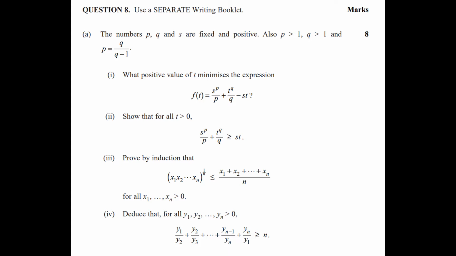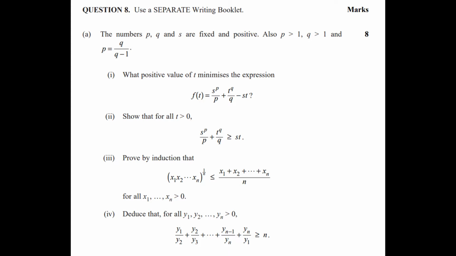Part 3 wants us to prove by induction that x1 times x2 all the way up to xn to the power of 1 on n is less than or equal to x1 plus x2 plus all the way up to xn divided by n. And hopefully you recognize this as the AM-GM inequality, the arithmetic mean versus geometric mean inequality, which states that an arithmetic mean is always going to be greater than or equal to the equivalent geometric mean. So the inequality is kind of the opposite way to what you'd probably see it normally.